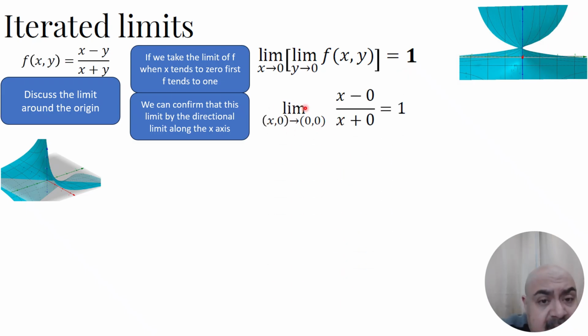Here we go. That's the limit of x and y around 0 and 0. So I'm reducing y. So I'm taking the limit first for y equal to 0. So I'm putting y equal to 0. It will give you 1.